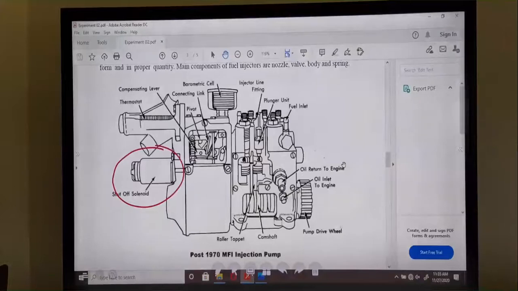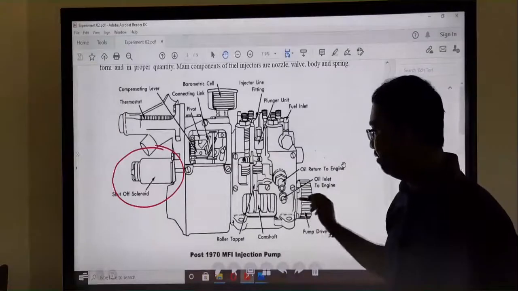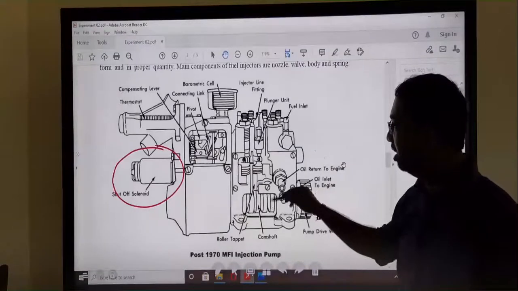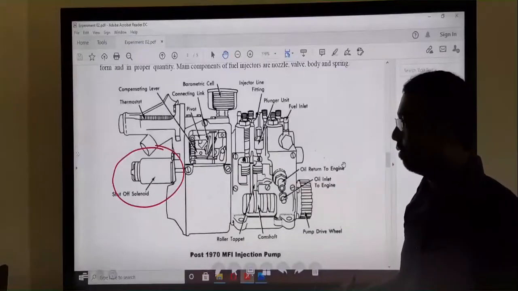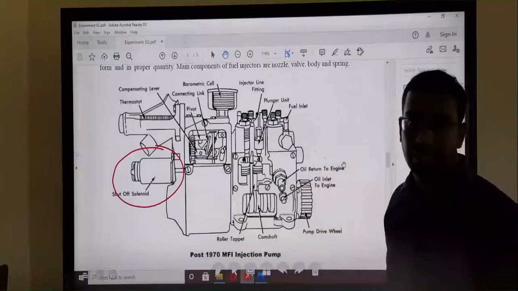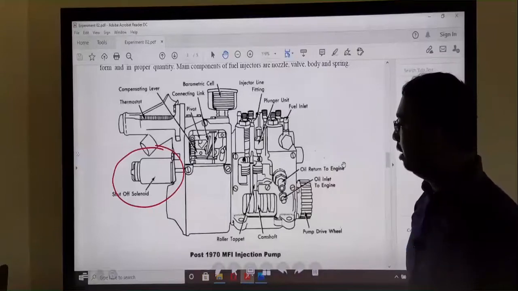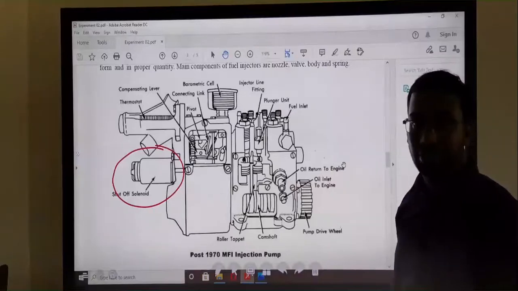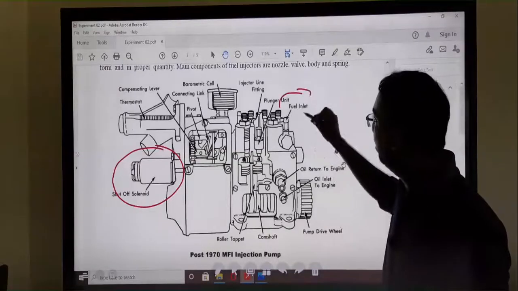Just think, when you push the vehicle without the engine started, I told you the camshaft rotates. When the camshaft rotates, it gives fuel to the injector. So you just move the vehicle without the engine started. What will happen? At that time the camshaft also rotates, but there is no working condition of the engine. But the fuel is supplied by this pump.